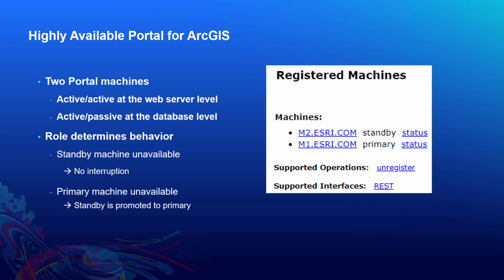Now, the role of the portal machines is going to determine what happens when that machine fails or goes offline. If the standby machine becomes unavailable, there's going to be no interruption to a user's experience working with the deployment. However, if the primary becomes unavailable, there may be an outage while the standby is promoted to primary. After the original primary comes back online, it's automatically going to be joined as standby.